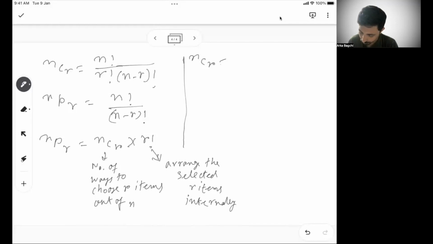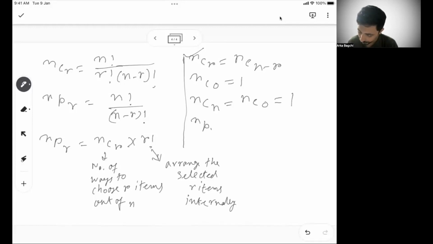nCr is nC(n minus r). Similarly, we can say nC0 is 1. You can prove it: factorial 0 is 1, and from there you can do it. Similarly, nCn is the same as nC0, which is equal to 1. Because nCr is nC(n minus r), nCn should be nC(n minus n), which is nC0. Both are the same.